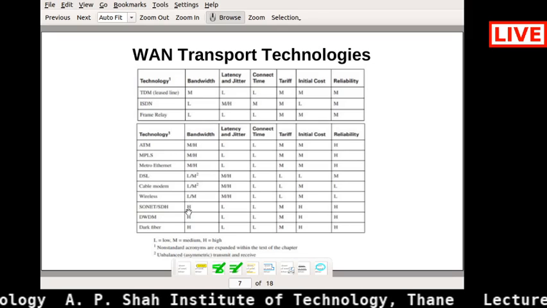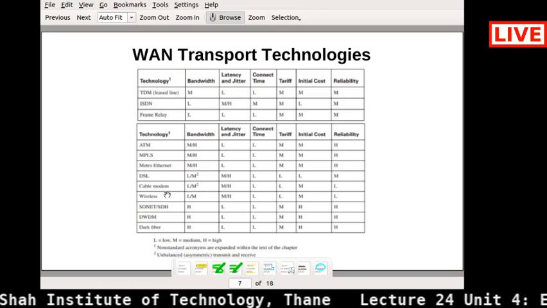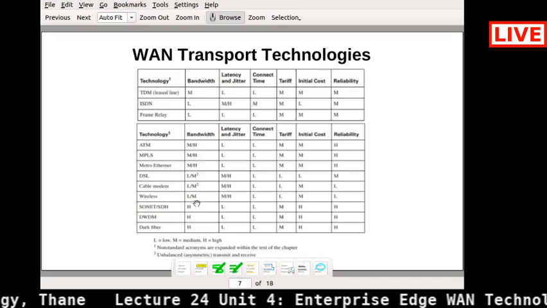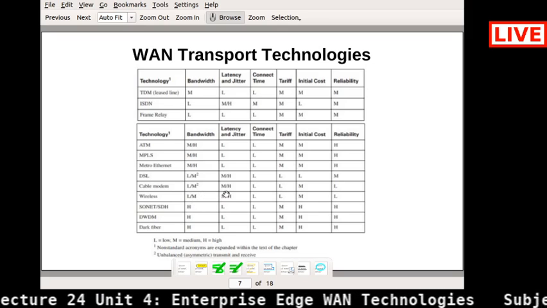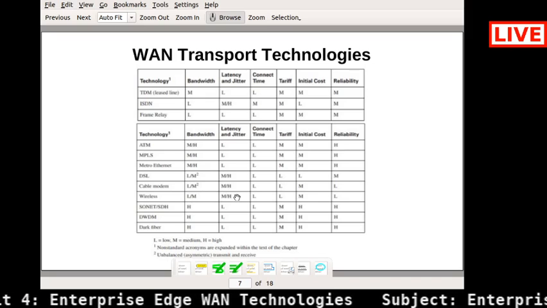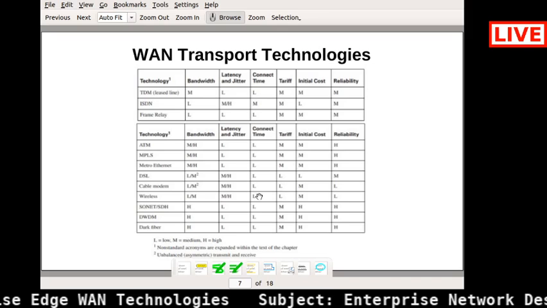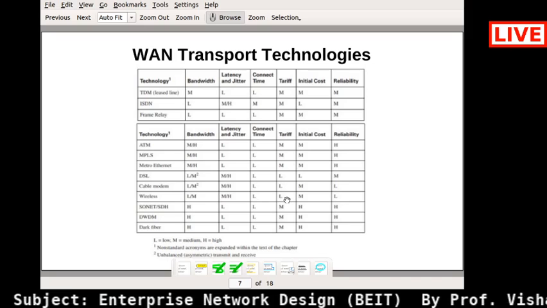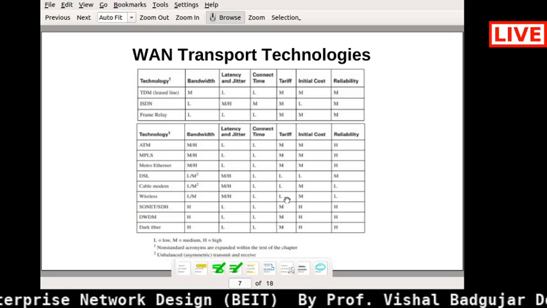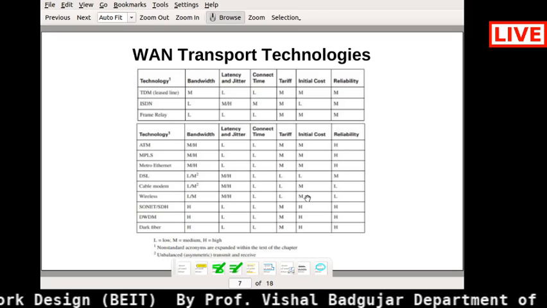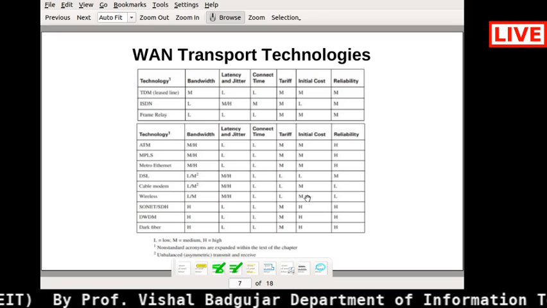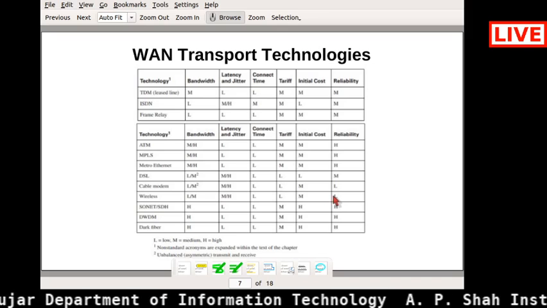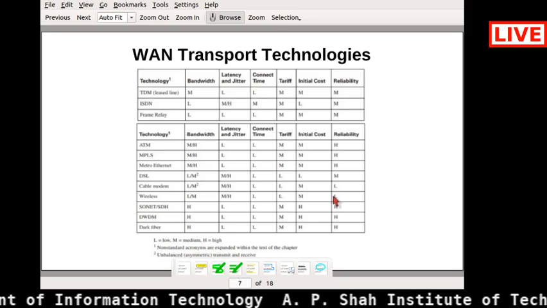For example, if you see this particular wireless technology, the bandwidth is low or medium. The latency and the jitter are medium and high, the connection time required is very low, and the tariff is also low, which we want. The initial cost is medium, because of the routers and the setup we will require initially, so that's why it is medium. And the reliability is low, which obviously we don't want.